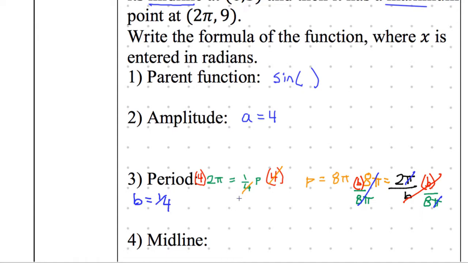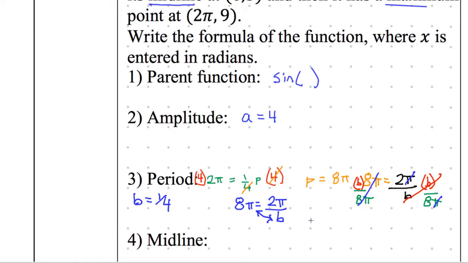If I have this original equation, 8 pi is equal to 2 pi over b, the shortcut is just to switch these two. You're allowed to switch those two. It's the same thing as multiplying by b and dividing by 8 pi. So if I switch them, b is up here and 8 pi is down there, the pi's cancel out, and you're left with 1/4. So in the future, we're just going to be switching them.